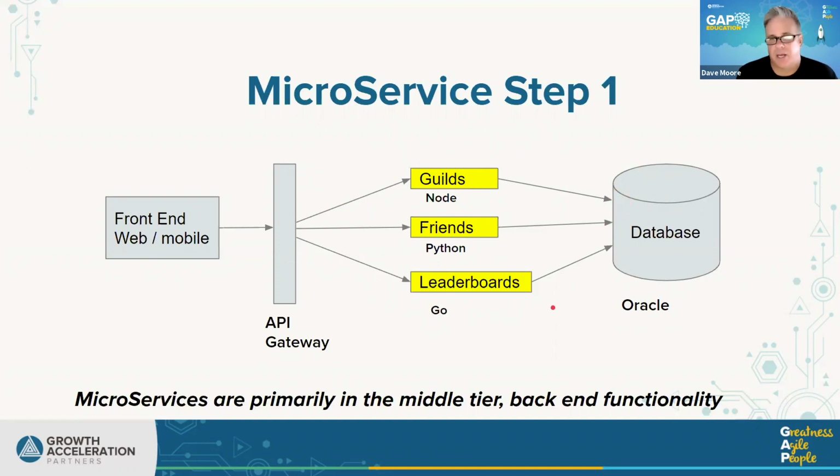When we talk about them, especially at this level, we're talking in the middle tier, back-end functionality. Could you have microservices at other layers in the architecture? Yeah, but it's kind of unusual. So we're mainly talking server-side functionality here when we're talking about microservices.